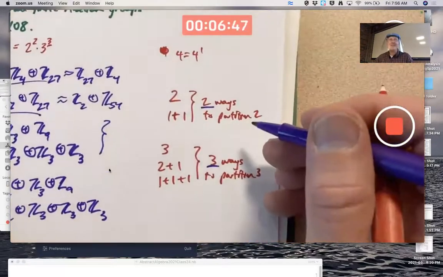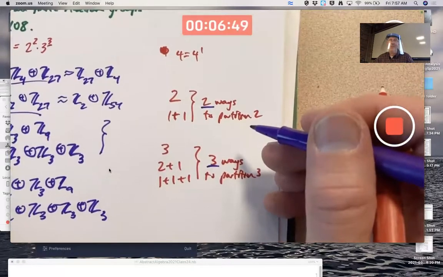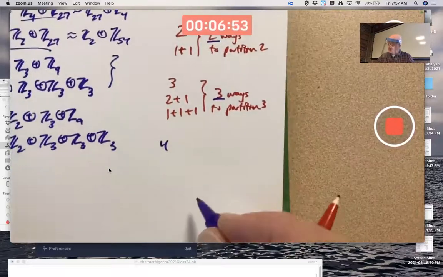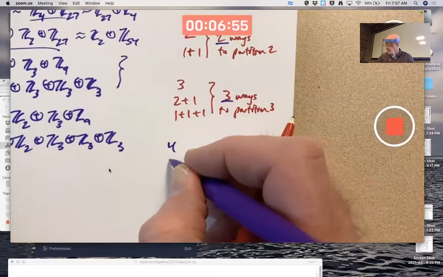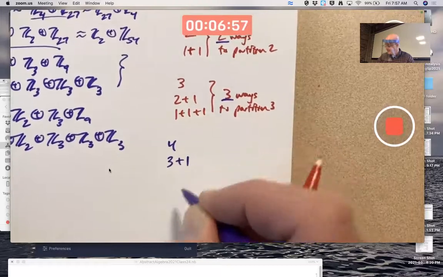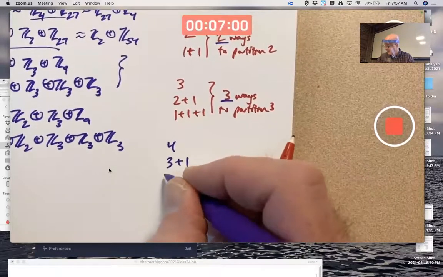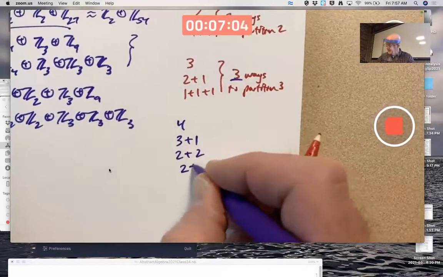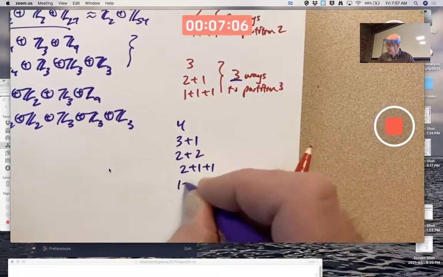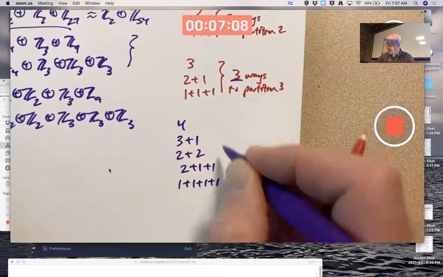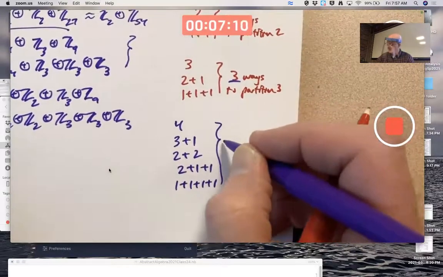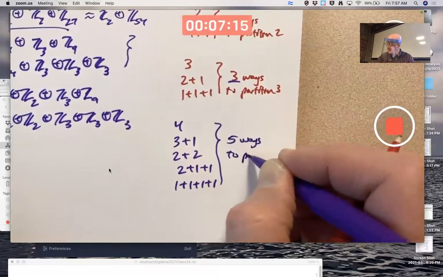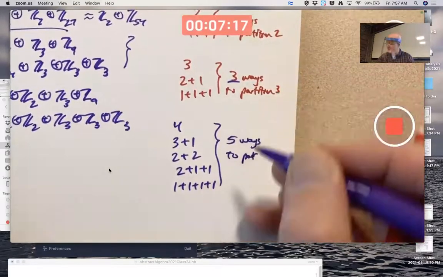This pattern does not continue. There are not 4 ways to partition 4. How many ways are there to partition 4? There's one. Here's another one. Here's another one. Here's another one. And one more, 1 plus 1 plus 1 plus 1. There are 5 ways to partition 4. So that pattern does not continue.